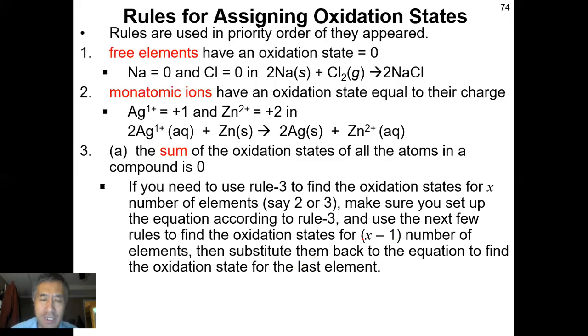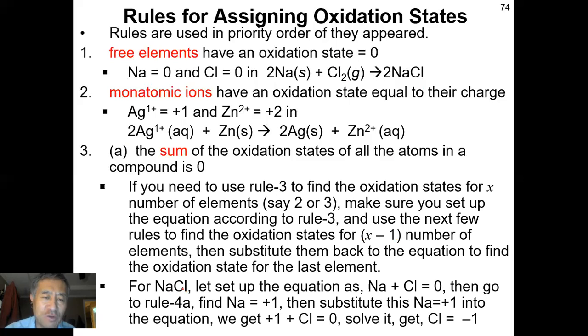So what that means is, for example, if you have NaCl, you want to decide what is the state for Na and what is the state for Cl. You will set up an equation, using the chemical symbol Na to represent the oxidation state for Na, and Cl for Cl. So you have one Na, one Cl, so one times Na plus one times Cl equals zero. That is the equation. The problem is that you have two unknowns. So for this particular example, X equals two. You have to go to the next couple of rules to get one answer, then come back. If you can't solve the problem otherwise, always use the other rules first and leave this rule three for last.